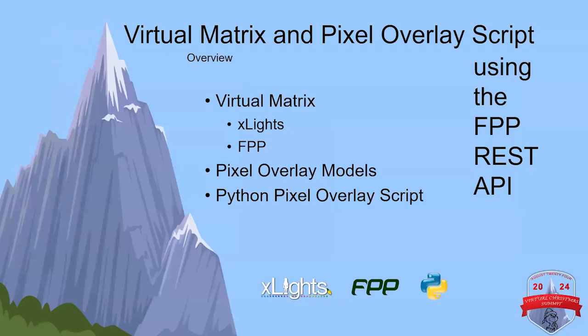So we're going to go into xLights, some of the settings in it to create a virtual matrix, as well as in FPP. They're just screenshots right now. And then we'll cover the pixel overlay models itself, and one of the somewhat undocumented features yet, where you can create a submodel on a virtual matrix. And then the actual overlay script.